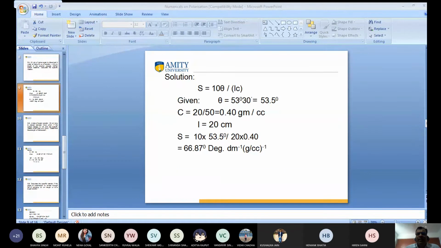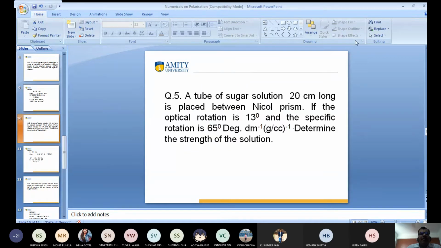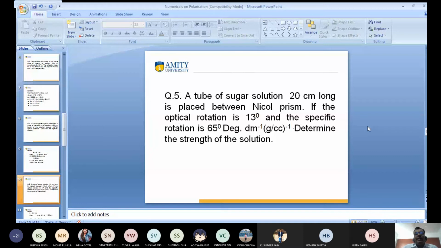So you know this is the answer. The answer is 66.87 degree per decimeter per gram cc. Next question. A tube of sugar solution 20 centimeter long is placed between the Nicol prisms. If the optical rotation is 30 degree and specific rotation is 65 degree per decimeter per gram per cc, determine the strength of the solution.